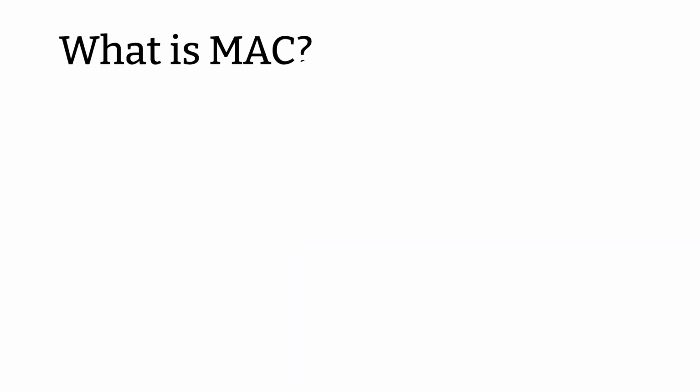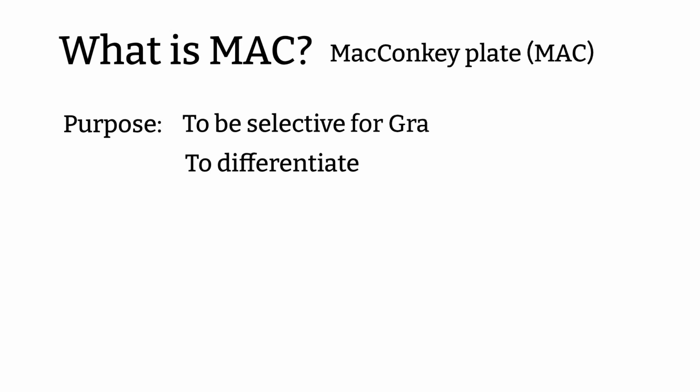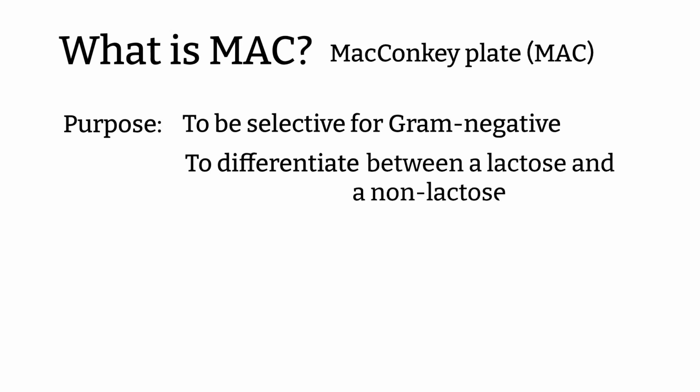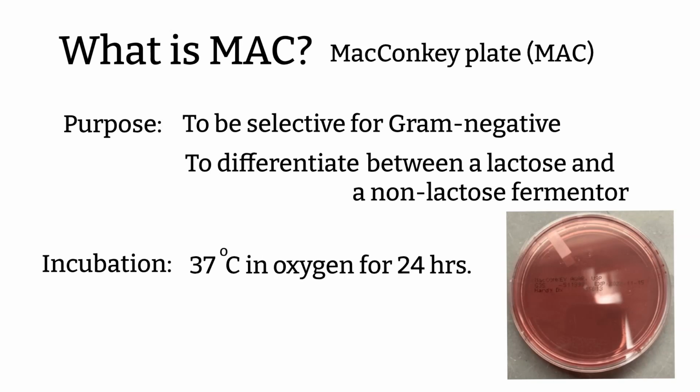Another common media used is MAC. MAC stands for MacConkey plate. This is a selective and differential media. It is selective for gram-negative bacterial growth and allows CLS to distinguish various gram-negative bacteria based on lactose fermentation. This plate can be incubated at 37 degrees in an oxygen incubator for 24 hours. The selective property for this plate comes from crystal violet dye and bile salt, which prevent gram-positive and fastidious growth.